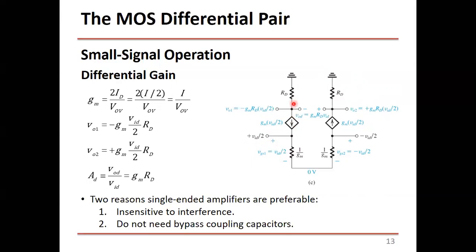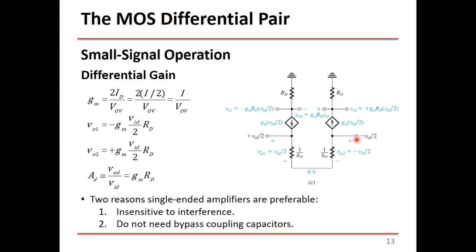Then if you would like to find the output voltage, you multiply this current by this resistance, right? And this is ground here, so you don't subtract VDD, because this is ground. So the output voltage is this current times this resistance times negative, because it's upside down. So the output voltage, V output 1 here, is minus GM times RD times VID over 2. Okay, the same thing is here.